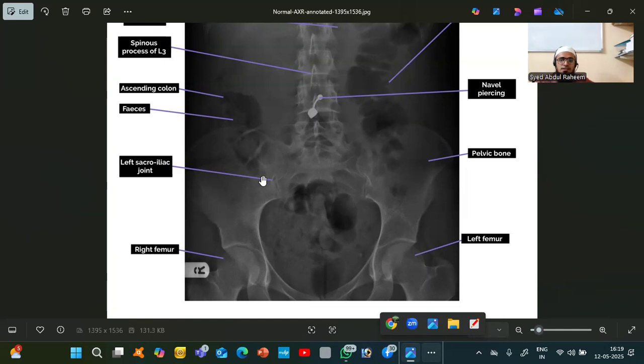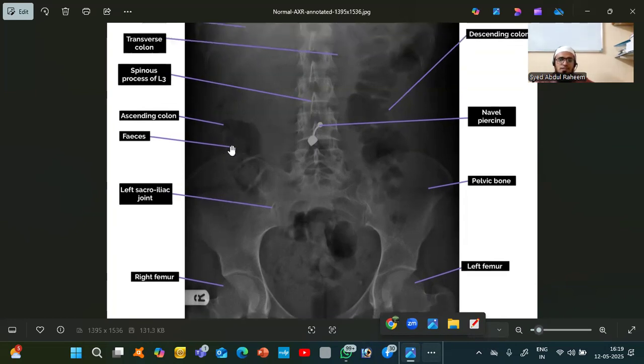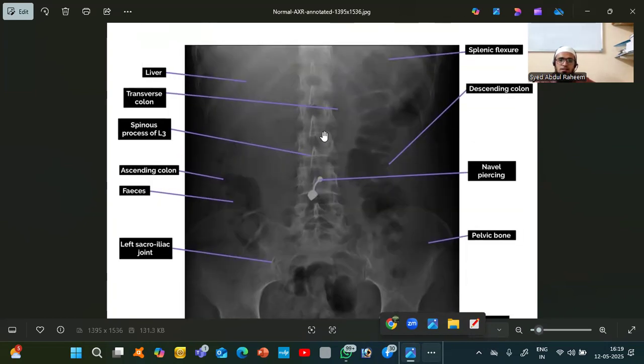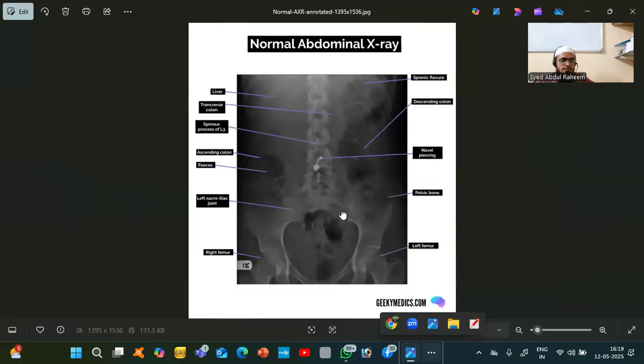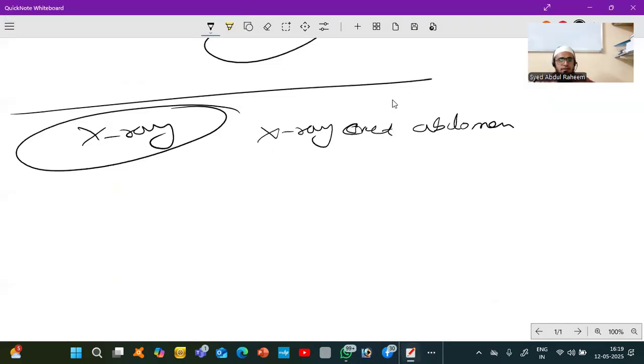Here, this is the pelvic bone, the sacroiliac joint. These are the feces in the ascending colon. This is the lumbar region. This is the transverse colon, and the liver. So everything we are able to see in this normal X-ray. This is what we call erect abdominal X-ray, to see the internal structure of the GIT.